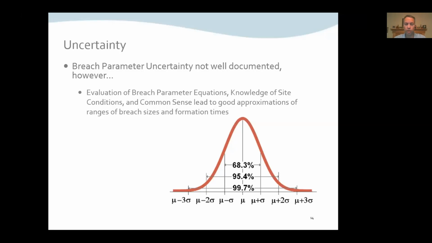But use those equations, knowledge of the site conditions, a little bit of common sense, and that can lead to really good approximations of the breach size and formation times, and more specifically, the distributions that you might have. Here you see a normal shape distribution, and that might be a good representation of your possible breach widths, for example, or maybe breach formation times.